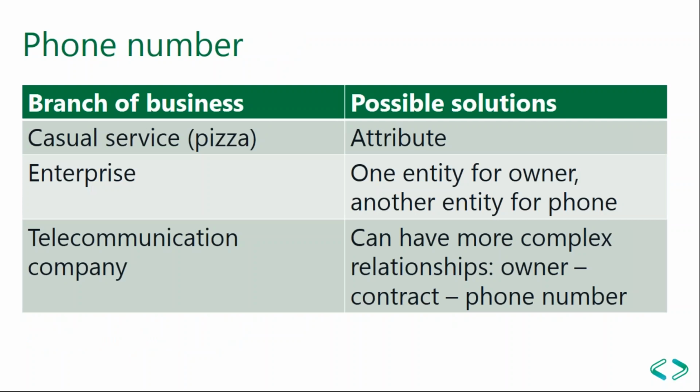For the telecommunication company, you can have more complex relationships between the owner, the person, and the contract. It's where you have some rate plans or some usage, and you have a phone number. So you can have one contract, but you change phone numbers. For a telecommunication company, the phone number is an entity, and for a pizza order, it's just an attribute.